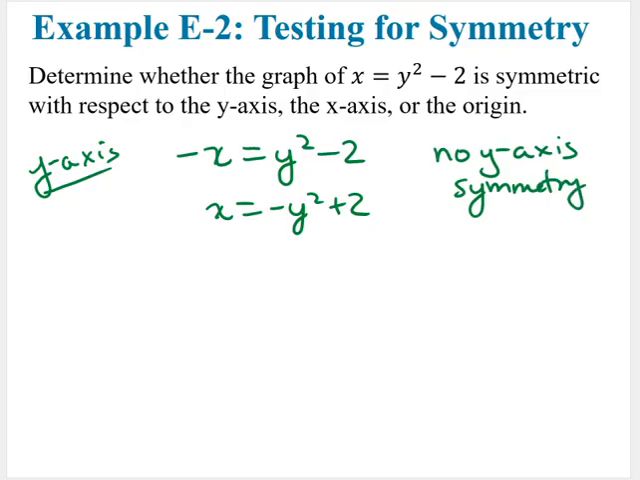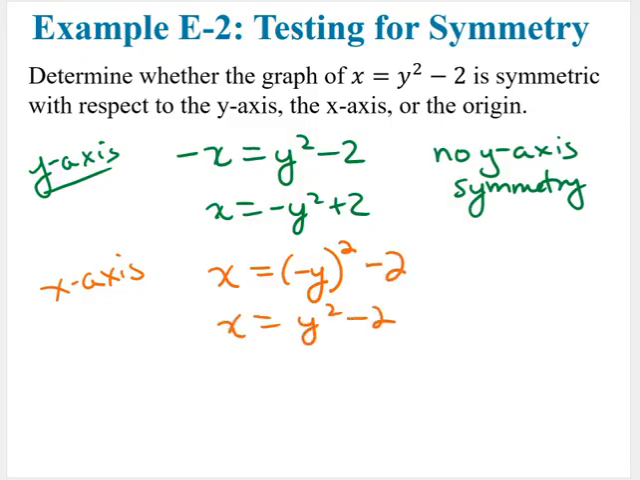All right, now let's test for the x-axis. So x-axis symmetry, we're going to make the y negative. So x stays the same. This time the y value becomes a negative. All right, clean it up. We get x equals y squared minus 2. Oh, so it's exactly the same. So we do have x-axis symmetry. So that's a plus.